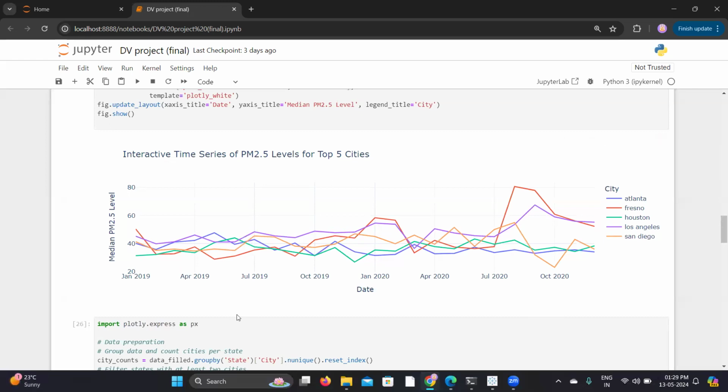If we observe this graph, Los Angeles, which is marked as the purple line, experienced a significant spike in PM2.5 level around July 2020, standing out against the generally consistent levels observed in other cities. So this graph showcases the variability in air pollution across different urban areas, with each city exhibiting unique trends and fluctuations over the observed period.